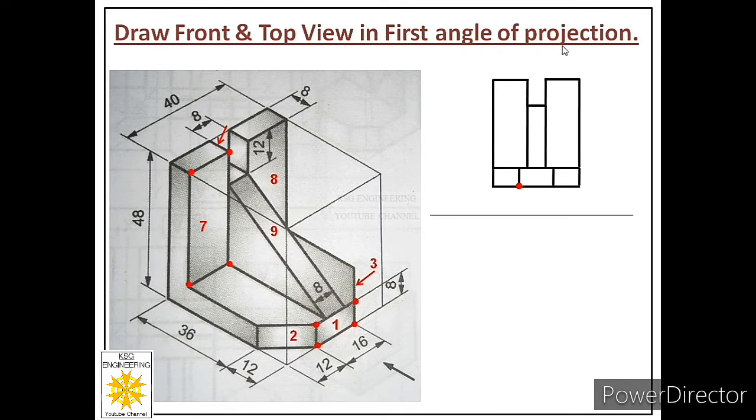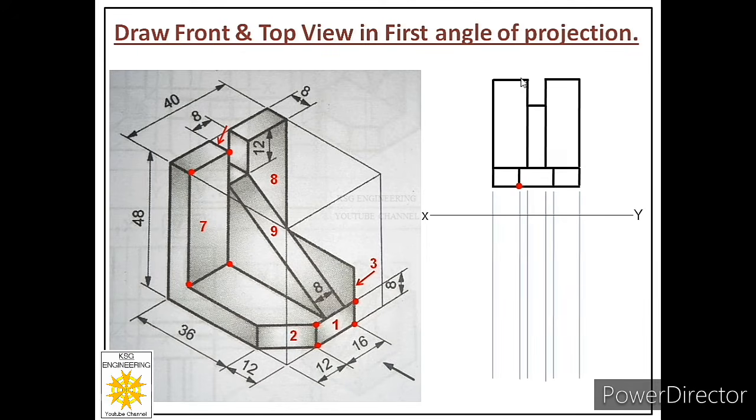Because we are drawing in first angle of projection, so we have to keep the front view above the reference line. So let us mark this reference line as capital X, capital Y. And what is the next step? The next step is from all the points of the front view, we will draw continuous thin lines in downward direction. That means we will draw projectors in downward direction.